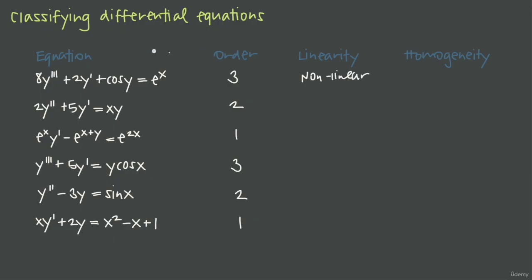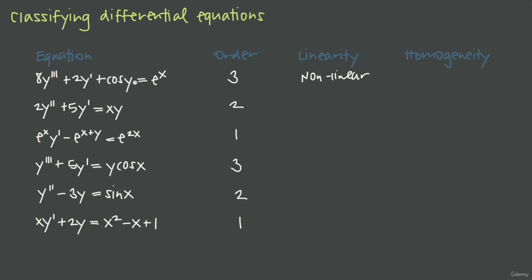Another way to put this more formally would be to say that all the coefficients on these derivatives are functions in terms of x only. So the coefficient here on y triple prime is just 8. We can call that a function in x. In other words, it's not a function in y. 2 is just a constant function. We can say that's a function in terms of x. But this cosine of y here is not y with a coefficient function in terms of x only. It's a function of y, cosine of y. So that's why the cosine of y term makes this equation nonlinear.